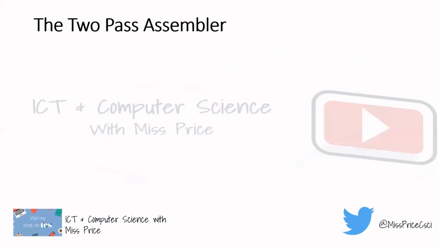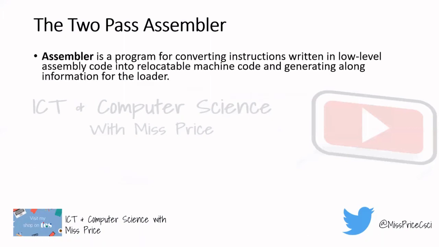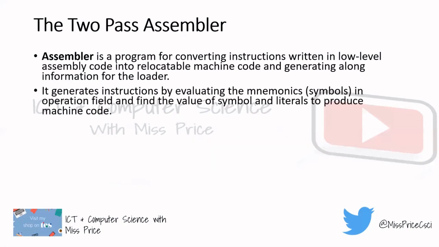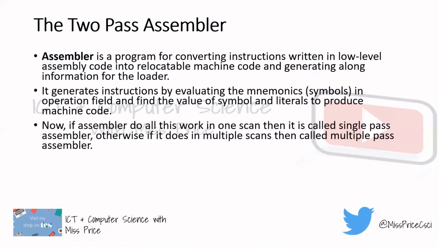So now we need to look at the last part, which is the 2-pass assembler. The assembler is a program for converting instructions written in low-level assembly code to relocatable machine code and generating along the information for the loader. So it generates instructions by evaluating mnemonics, which are symbols that, remember, you saw last lesson, in the operation field, and finding the value of the symbols and literals to produce machine code. Now, if the assembler does all this work in one scan, it's called a single pass. Otherwise, it will tend to be called a multiple pass assembler.